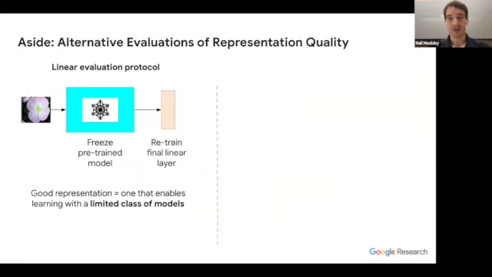As a quick aside, for those familiar with the representation learning literature, there are two common setups. One that has been very popular recently, and maybe a little less so very recently, is the linear evaluation protocol. Here, the adaptation algorithm is fixed. You are forced to pre-train your network and freeze it, and then you are given a new dataset and you have to retrain your final layer. Your score is how well this linear classifier does on your downstream task. Getting a good score implies a representation that enables training with a limited class of models, that class being linear classifiers.